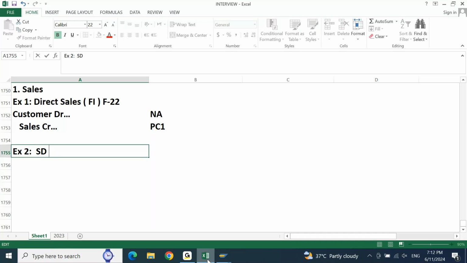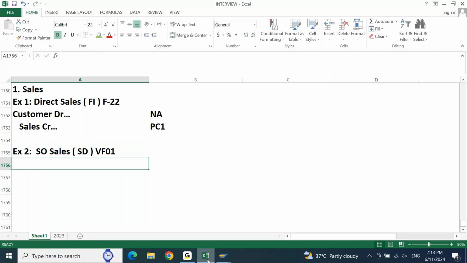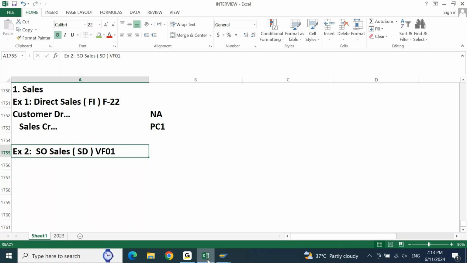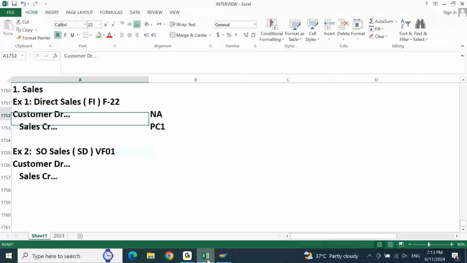SD, sales order, sales through billing. This is your VF01. If this is the accounting, what is the accounting entry here? Is it the same or is it different? Same. Sales entry is same, sir. Same accounting entry. There is no difference. Now, this is manual entry, right?